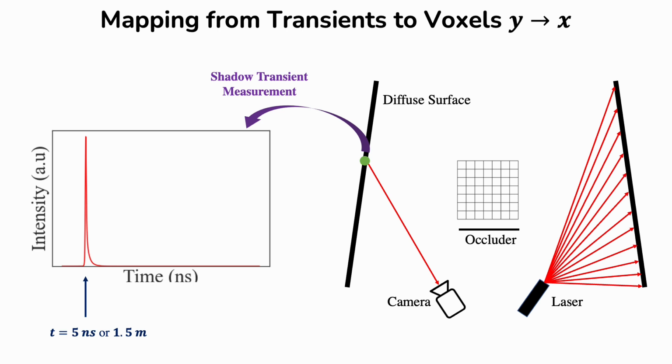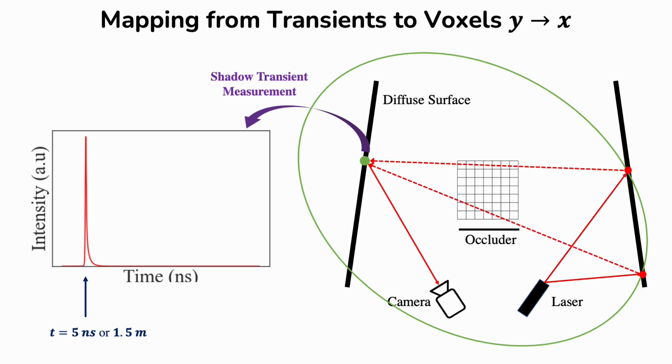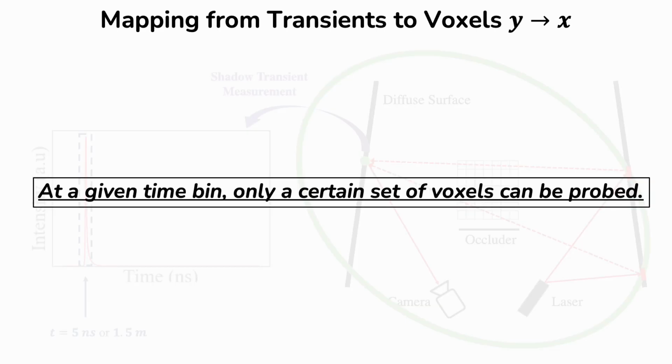However, assuming 2-bounce light, by tracing out all possible paths light could have traveled, the path ambiguity lies along an ellipse. Computing the intersection of this ellipse with the right wall yields the possible light paths that could have contributed to the signal at 5 nanoseconds. Note that only a certain set of voxels can be probed at 5 nanoseconds. Also, consider the fact that SPADs have discrete timing resolution, meaning that the ellipse on the wall would actually become an ellipse with some thickness. The key takeaway is that at a given timing bin, only a certain set of voxels can be probed.